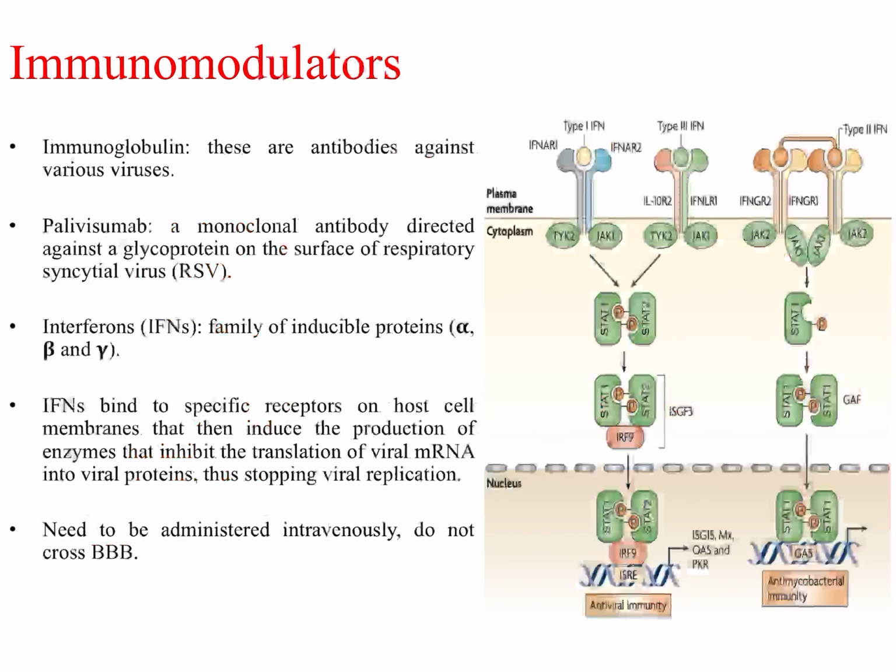Interferons are a family of inducible proteins, with alpha, beta and gamma forms being the most commonly found members. Interferons bind to specific receptors on host cell membranes that then induce the production of enzymes that can inhibit the translation of viral mRNA, as is shown on the diagram on the right. The result of these enzymes is that they inhibit the translation of viral mRNA into viral proteins, thus stopping viral replication. These can be made recombinantly in the lab, and they need to be administered intravenously, but they do not usually cross the blood-brain barrier.